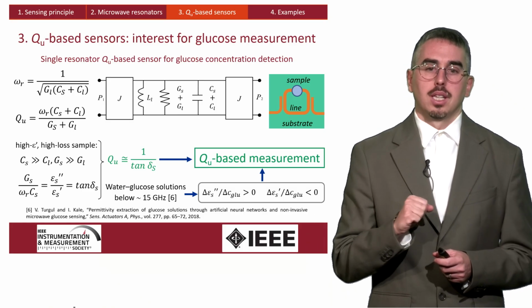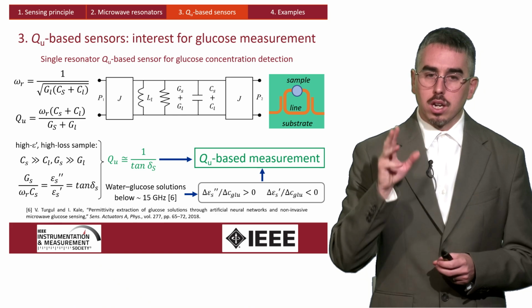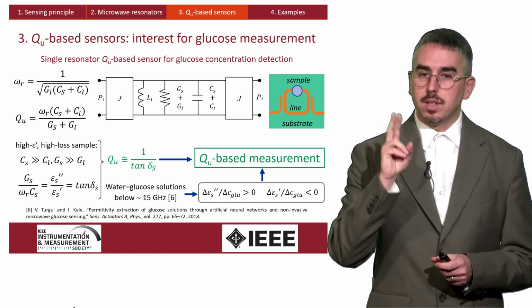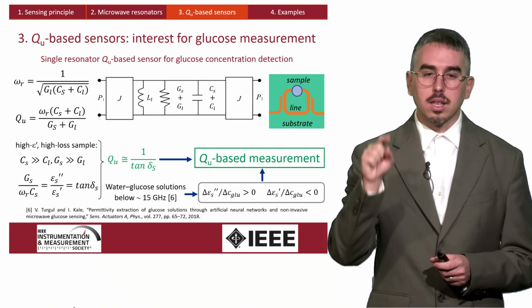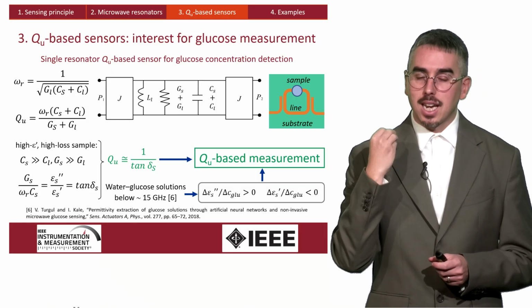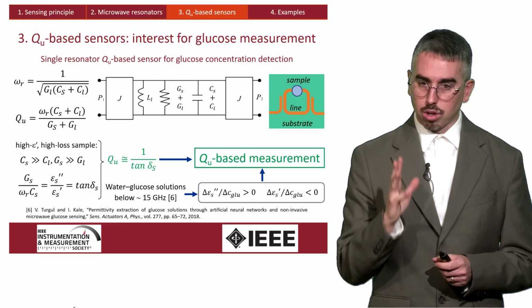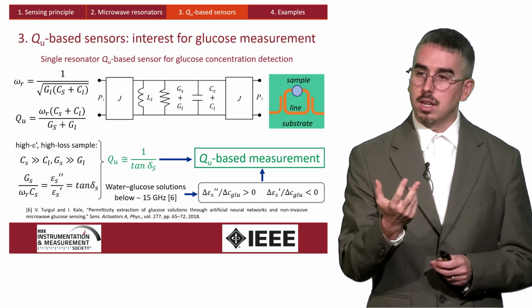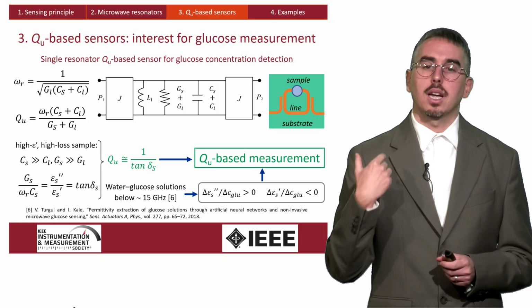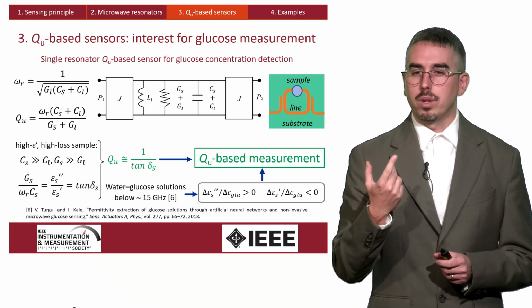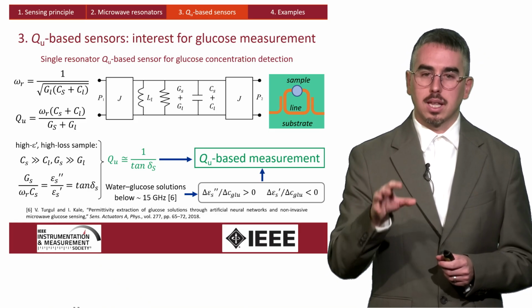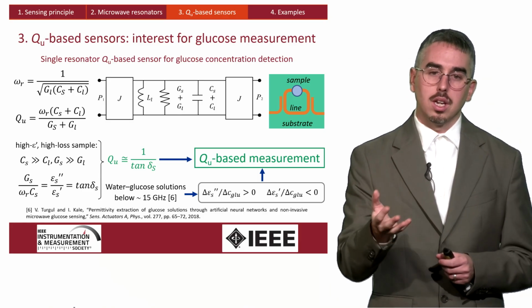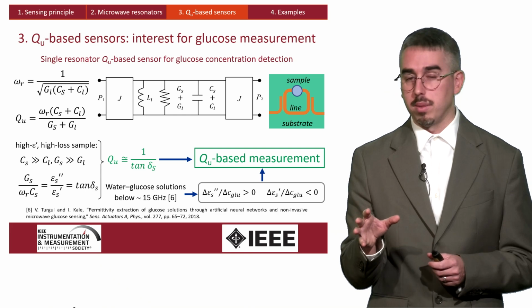In addition, for this particular case, we know that for water glucose solutions below 15 gigahertz, which is true in our case, for the same change in the glucose concentration, we will see a positive change in the imaginary part of the permittivity and a negative change in the real part of the permittivity. This means that the same change in the glucose concentration leads to opposite changes in the imaginary part and the real part of the permittivity.